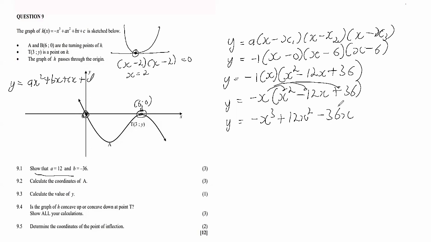Now, looking at this, we can clearly see that the a was in this position according to what we are given here. So the a is in that position. That means our a is equal to 12.